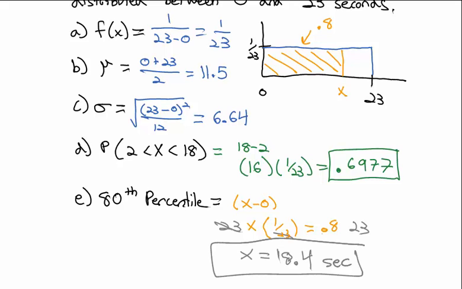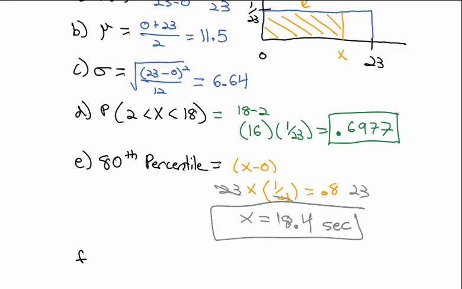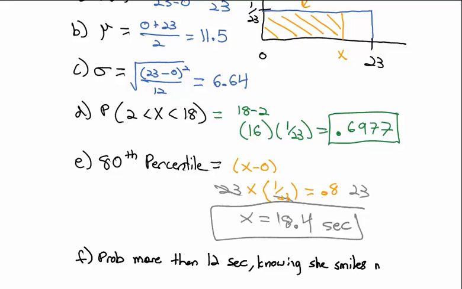We could even do a given probability. We're going to find the probability that she smiles more than 12 seconds, knowing she smiles more than 8 seconds. So what we're really asking to find is the probability that x is more than 12, given we know that x is more than 8.